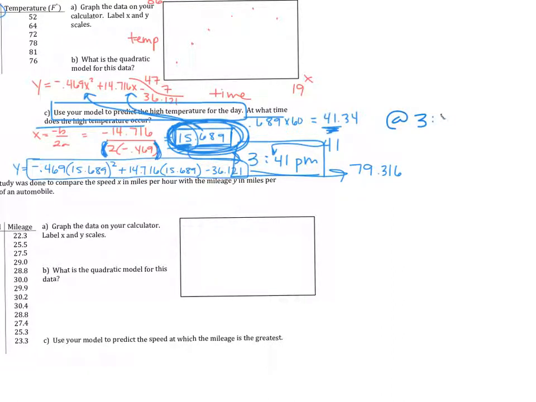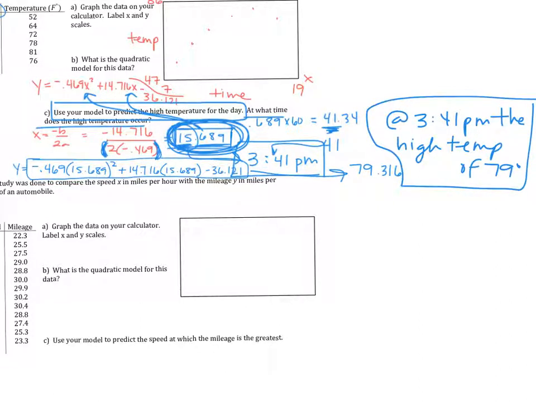At 3:41 p.m., you get the high temp of 79 degrees. Right?